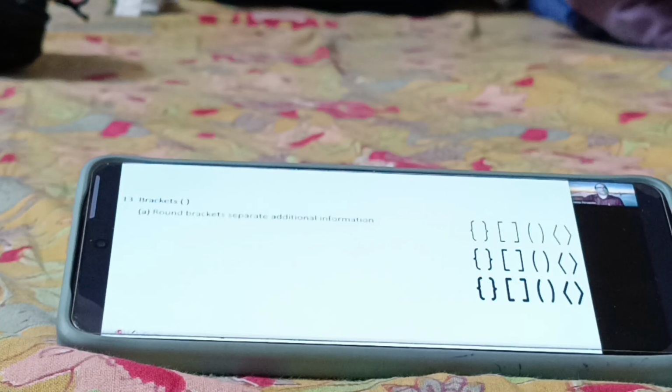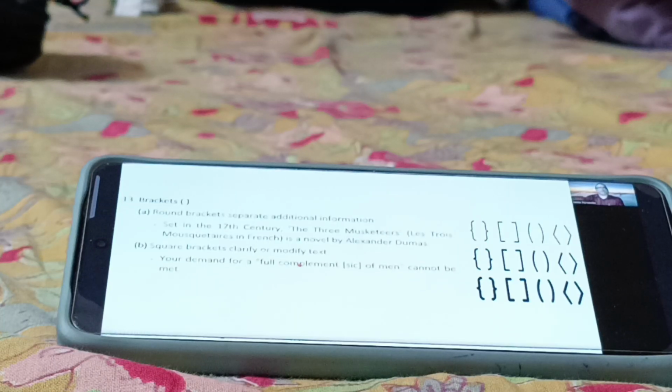Brackets. Round brackets separate additional information, if you're giving additional information in the same passage or the same sentence. Set in the 19th century, The Three Musketeers, in brackets, that's what it is called in French, is a novel by Alexandre Dumas. Square brackets are used to clarify or modify text. Your demand for a full complement [sic] of men cannot be met. So this is a spelling mistake here. It should be 'complement', but the author is not correcting the spelling because he's quoting from somebody else. That is why he's put sic, which simply means thus in Latin. So he's quoting somebody else and intentionally not correcting the error. So you use brackets there as well.